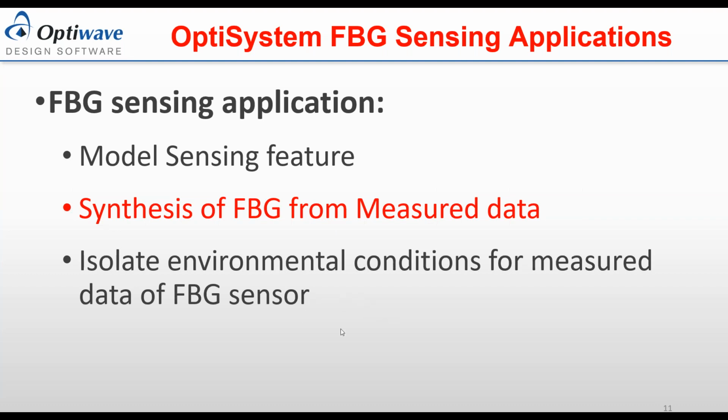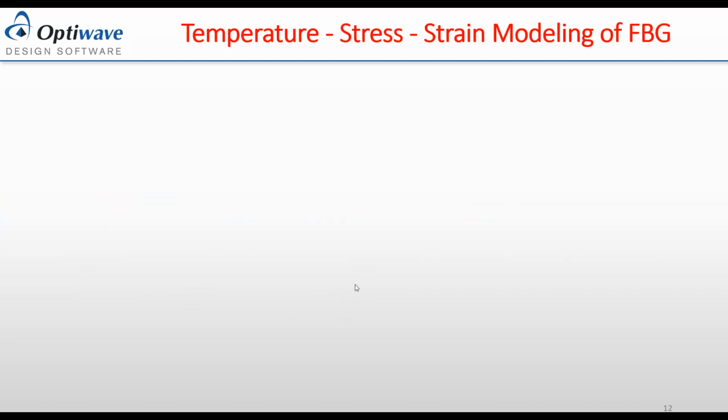The other thing is when you have multiple environmental conditions, for example, stress, strain, and temperature variation at a certain location, it's very difficult to distinguish between these conditions. So you can use the modeling in OptiSystem, with the synthesis application feature, to isolate and find exactly what the effect is at a certain location that causes the variation of the fiber Bragg grating center wavelength, as we're going to show you later on.